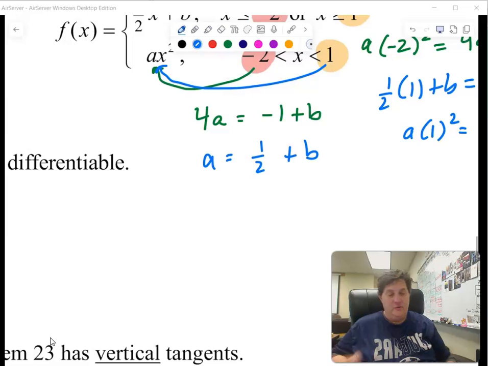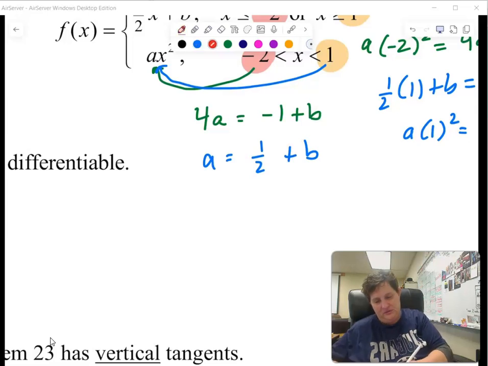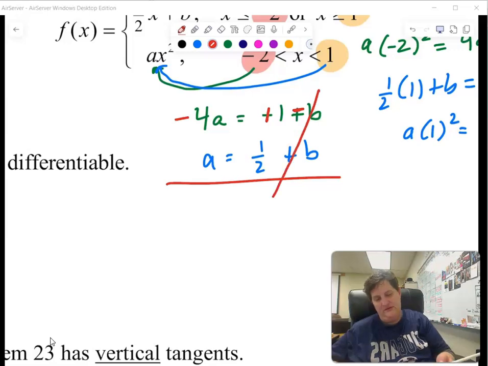Now I have a system of equations that I can solve. We have to make one of them negative for the b's to cancel out. The easiest way to do that, let me just make this negative. The b's cancel out. So a minus 4a, I get -3a equals 1 plus 1/2. So 2/2 plus 1/2 is 3 over 2.